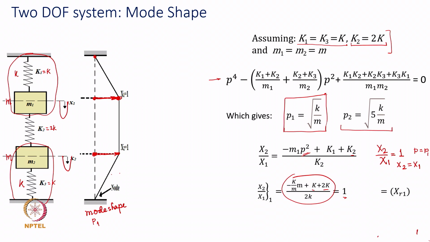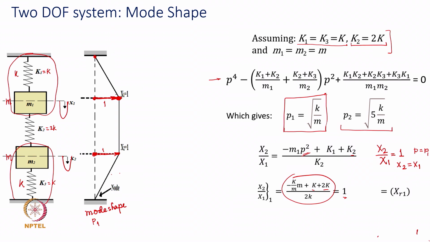Mode shape is always defined in the context of a particular natural mode of vibration. So, this x2 by x1 equal to 1 represents the mode shape at the first natural frequency, and therefore, it is also called the first mode shape. Is that clear to you? So, this is how the two masses will move, and that movement is captured through this shape, and at any instant of time the two masses will have the same displacement ratio. That means, if this is 1 unit, this is 1 unit.